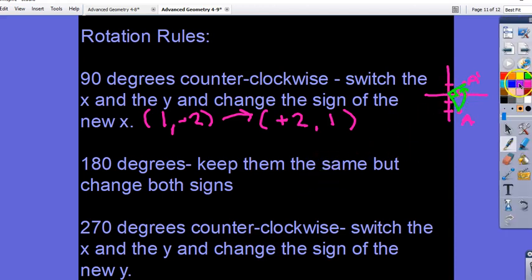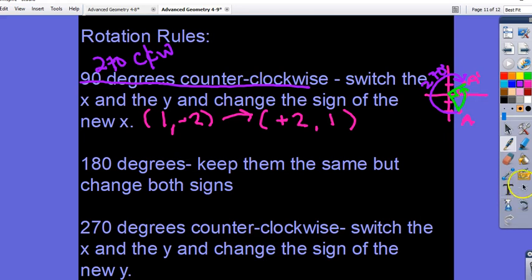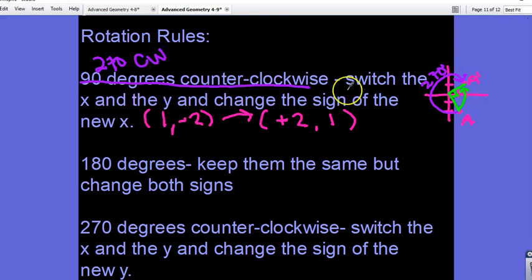So 90 degrees counterclockwise is the same thing as 270 degrees clockwise. Or sorry, clockwise. Why did I say counterclockwise? Okay. 270 clockwise is 90 counterclockwise. 90 is the opposite way to the clock, or 270 the same direction as the clock, right?